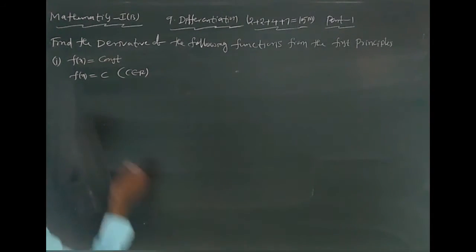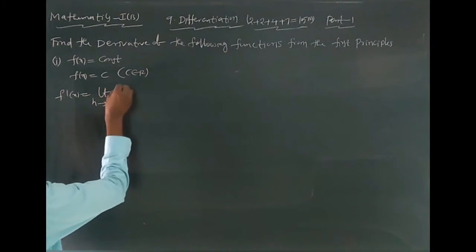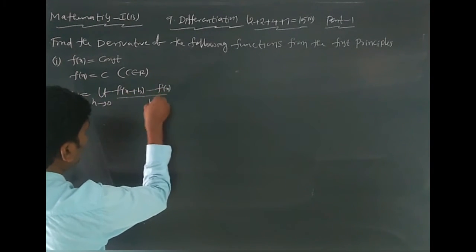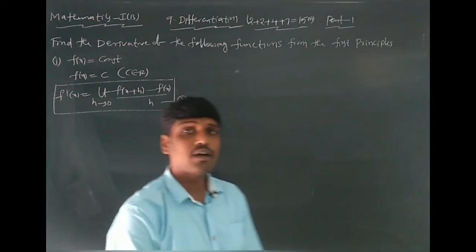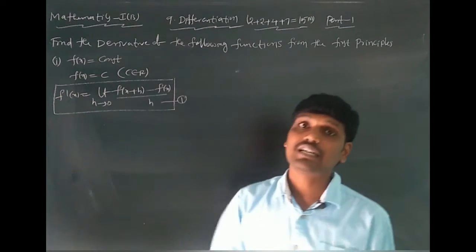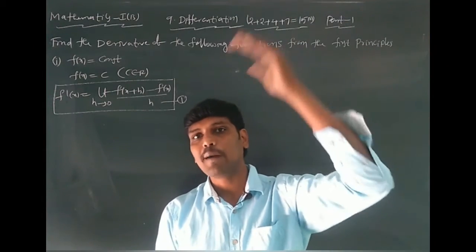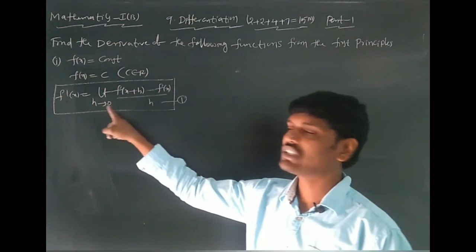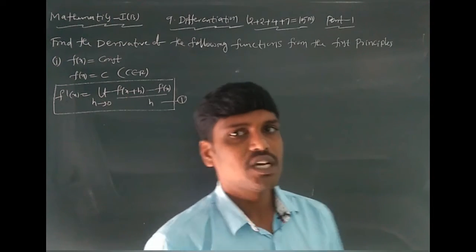What is the first principle formula? f dash x is equal to the limit as h tends to 0 of f of x plus h minus f of x, whole by h. This is the first principle of derivative formula. Already we use one more symbol, d by dx, and capital D, among the derivative symbols.